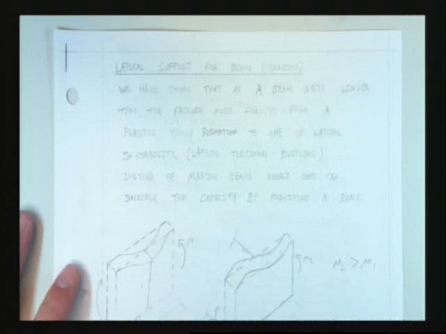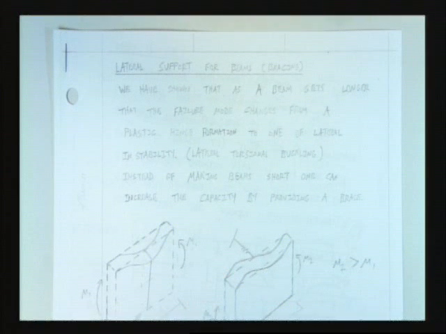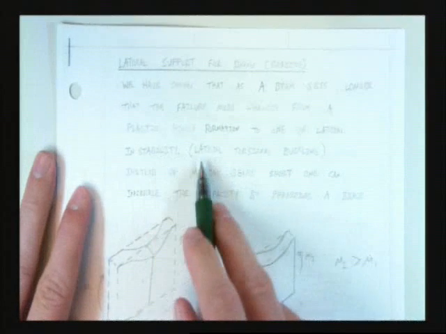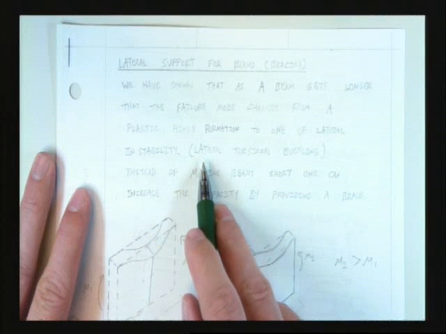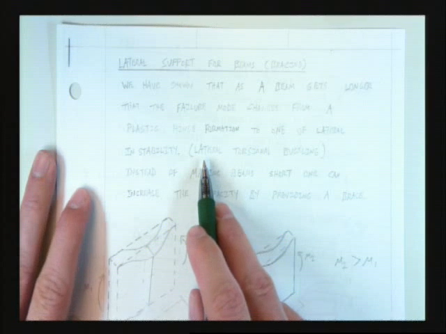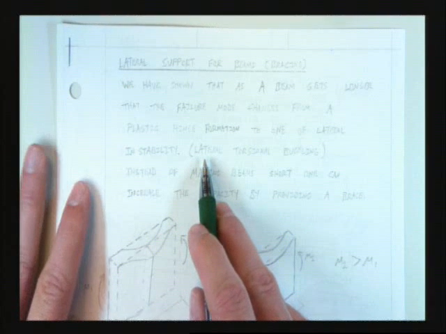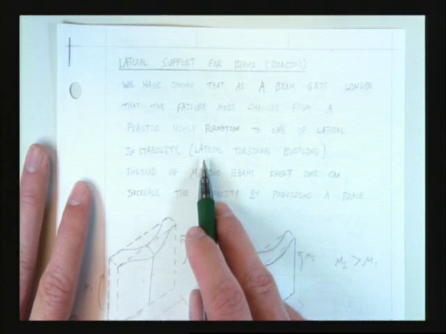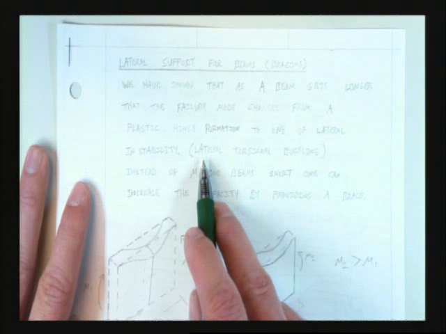Okay, so lateral support for beams, or bracing. We've shown that as a beam gets longer, the failure mode changes from plastic hinge formation to one of lateral instability. And we're really just talking about lateral torsional buckling because bracing does not help you for local buckling. I'll say that again. Bracing does not help you for local buckling.